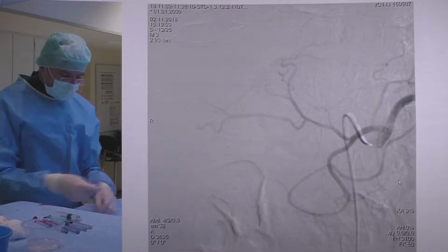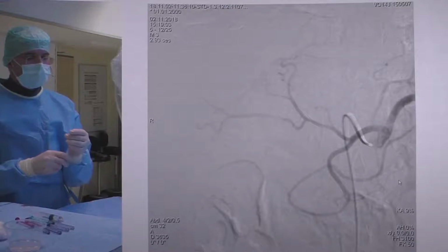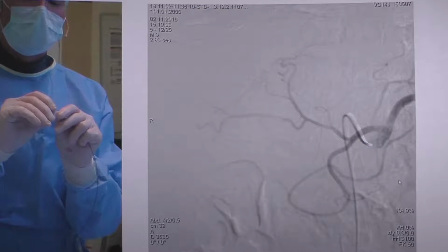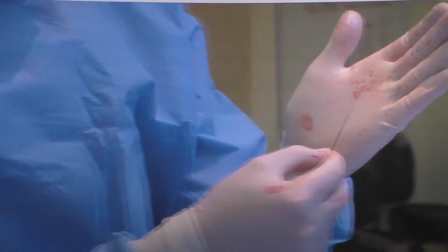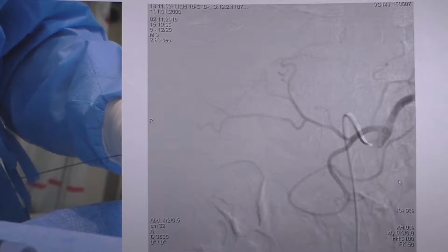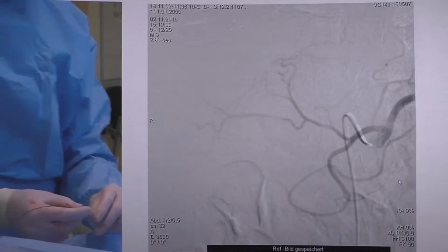I have a catheter now, which I can introduce into the guiding catheter. There is a micro wire, I hope you can see it. I'm going to bend it a little. You see that it's bent now, and we introduce it over this 4 French catheter system. Let's save the reference image, please. Okay, reference image has been saved.